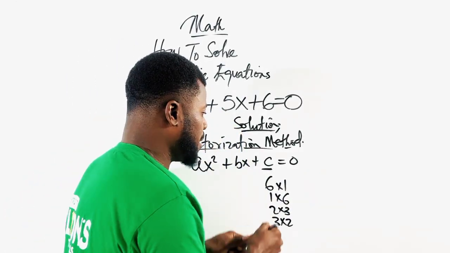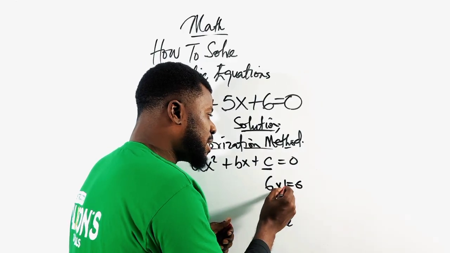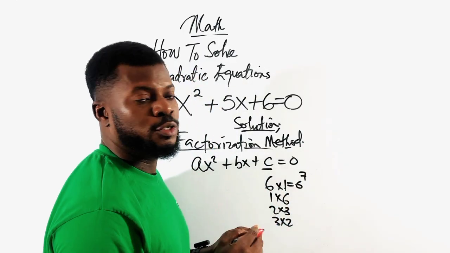6 times 1 will give you 6. But if I add 6 and 1, it will give me 7. So it means that this one will go.